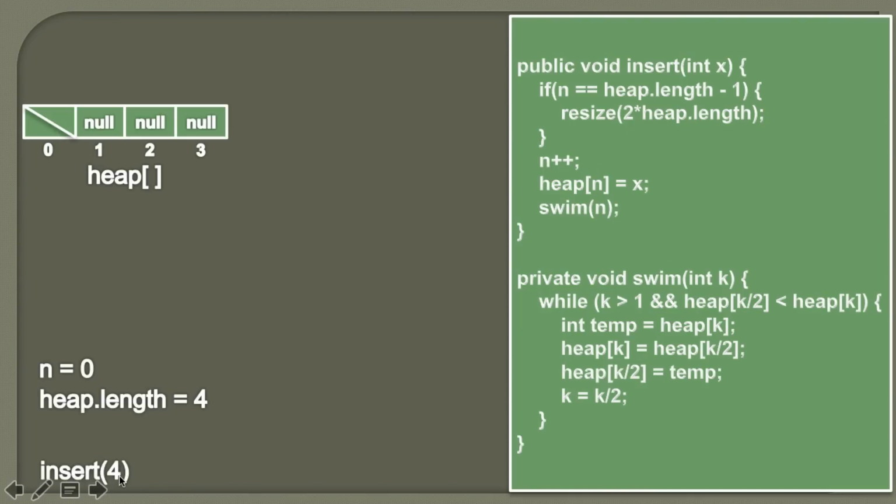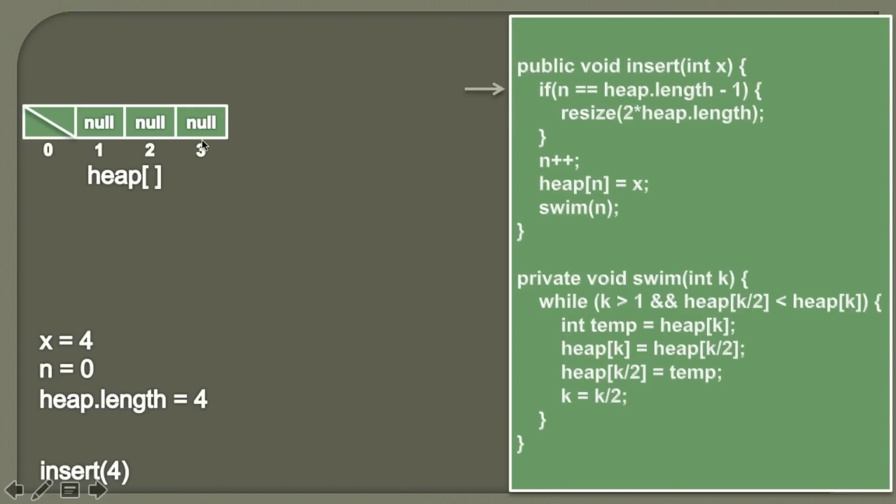So let's say first we insert a value as 4. The insert method will be called and the value which we want to insert is 4, so x will become 4. Moving ahead, we provide an if check on whether n is equal to heap.length minus 1 or not. Here heap.length is 4, and if we do a minus 1, we get 3. So we are simply checking whether the value of n is equal to 3 or not.